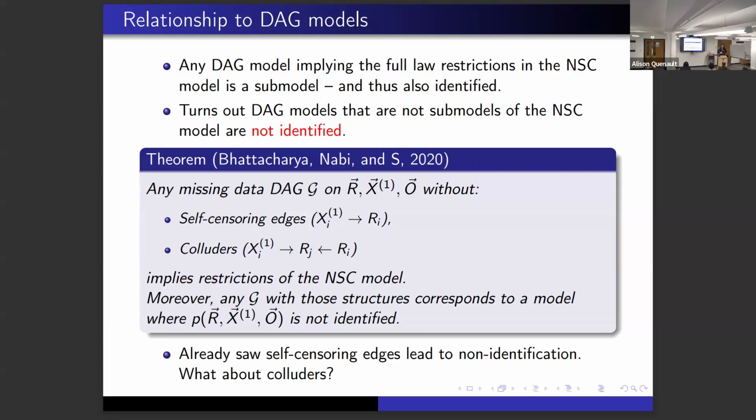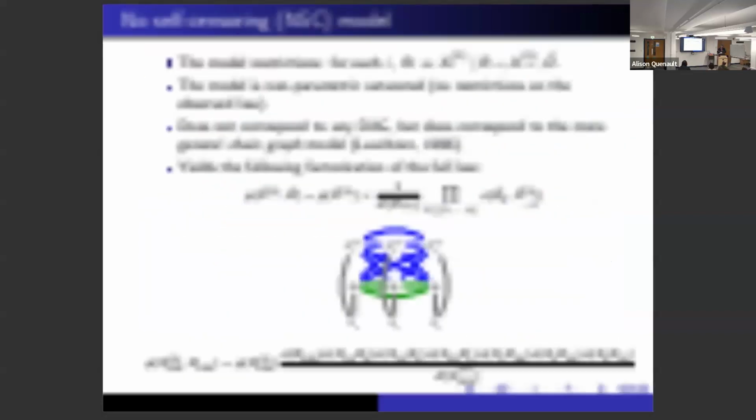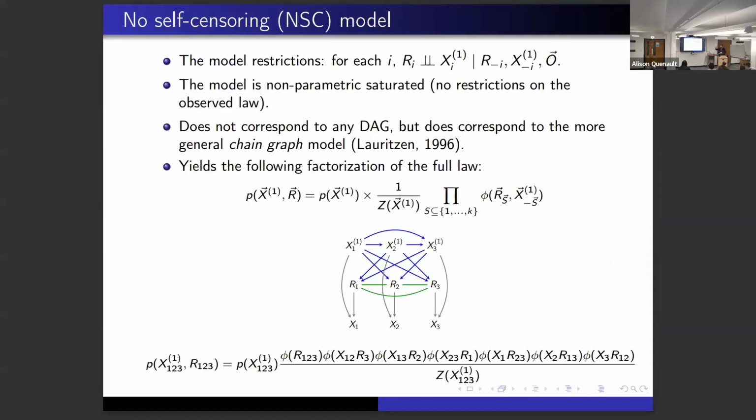For ADMGs, if you know what that is, it's a little bit harder, but there is a similar characterization. What I wanted to ask was, there are kind of two parts of this. One is these conditional independencies, which are not about marginals, because remember, this independence only holds conditional on everything else. If I just look at marginals, everything is dependent here.